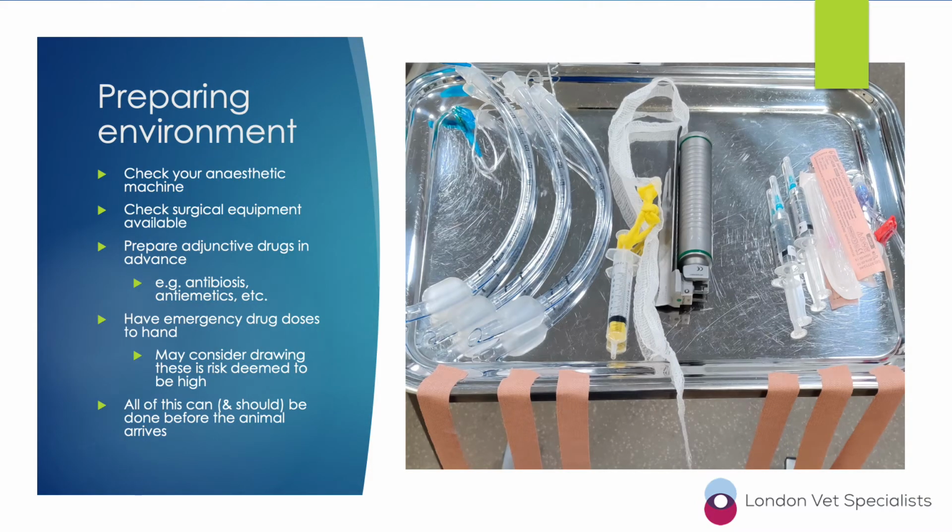So in order to prepare your environment, you want to make sure that the anaesthetic machine is set up and it's been checked that it's functional, and make sure that all anticipated surgical equipment is available. You can prepare adjunctive drugs in advance, such as antibiotics, antiemetics and so forth, and also at the very least have emergency drug doses calculated, and you may consider drawing these up beforehand if you have an accurate weight for the patient, if the animal is deemed to be in a very critical condition. And all of these things can be done before the animal even arrives in the building.